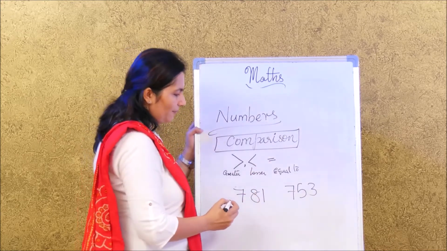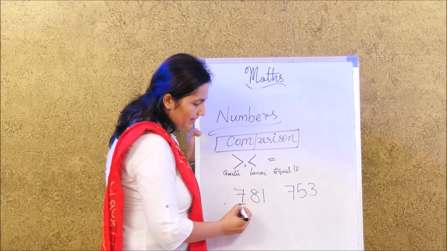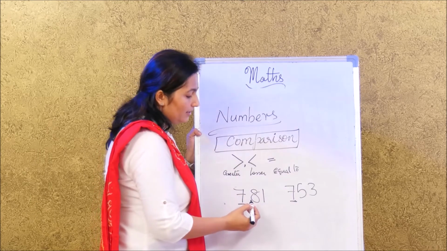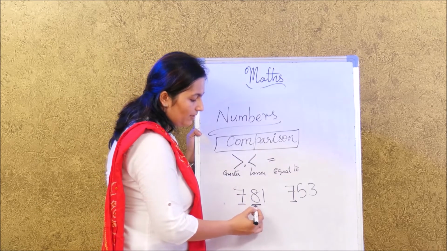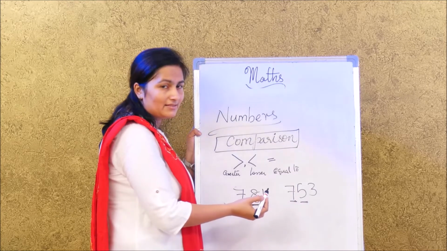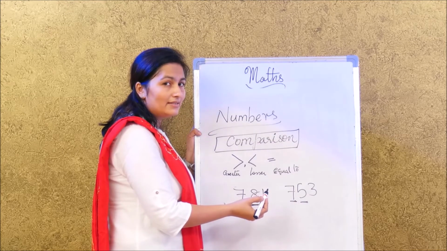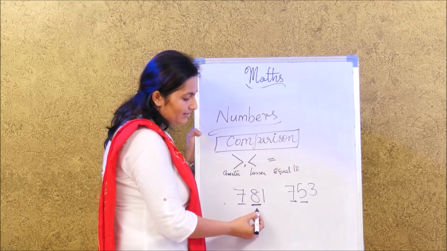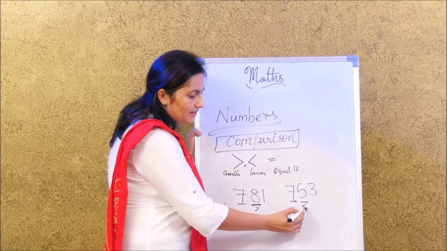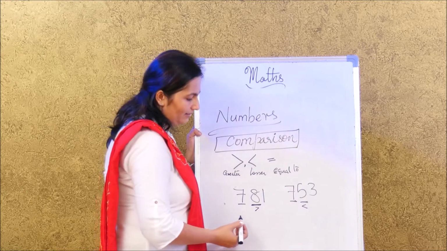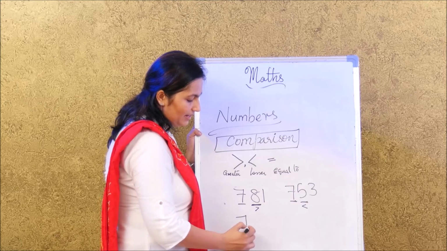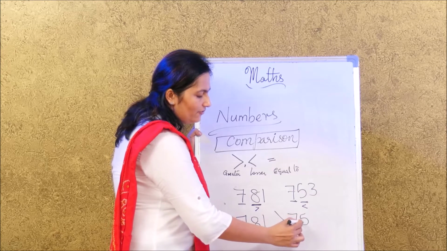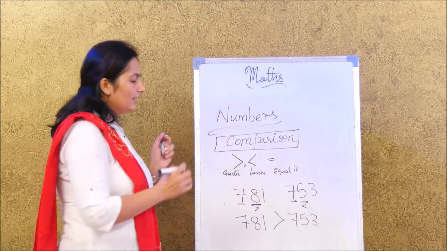Then we look at the 700, both are 7s, so they are equal. We do not know yet. Then we look at the second number, the tens. When you look at the tens, then we are almost reaching the answer, right? This is greater, this is lesser. And then we get the answer, 781 is greater than 753.